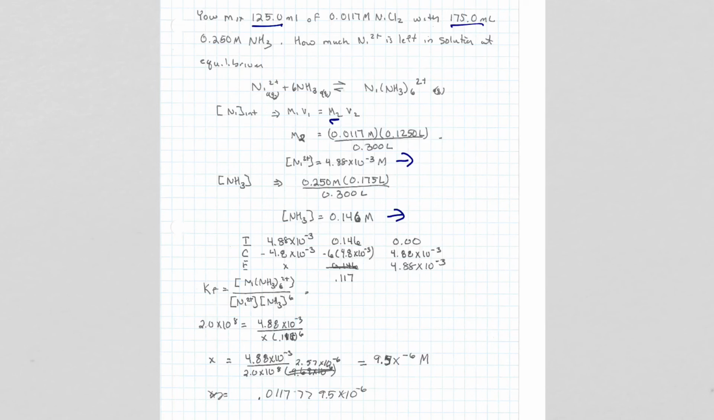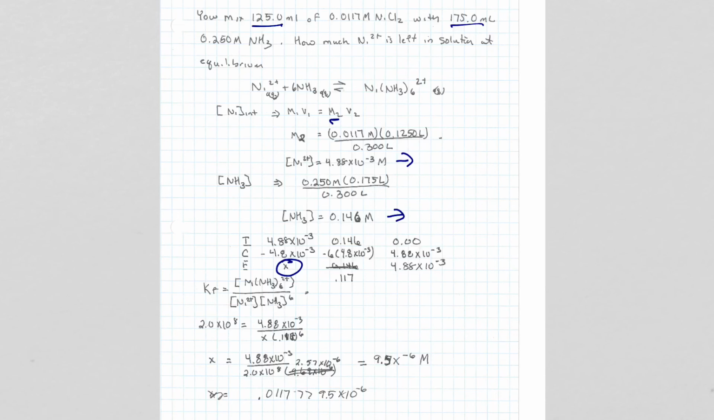100 times more ammonia than we have nickel. We need 6 times as much, and we have many, many more times that. So we're going to make the assumption that we have so much ammonia that effectively all of this will be complexed. Now, of course, we're going to test that by calculating the trace amount of metal that might actually be left after it. So here's how we do it.